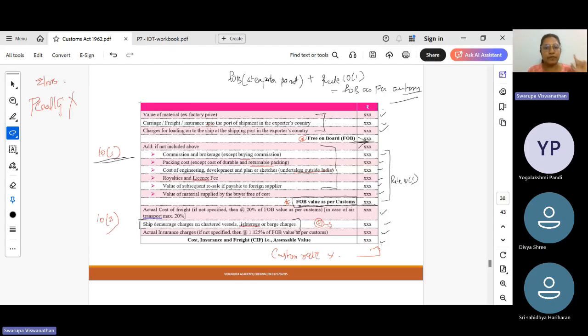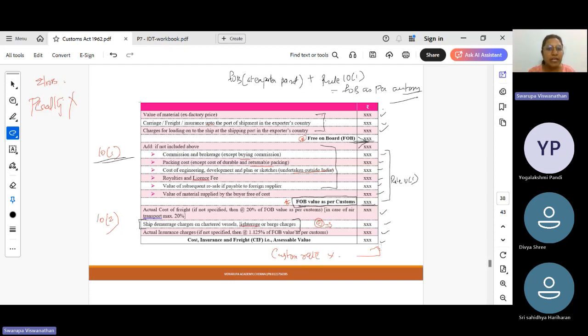So first step, calculating free on board value at the exporter's point, add all the expenses incurred by the exporter up till the exporter's port. That is free on board value. Now to this free on board value, add the expenses which are incurred by the importer on behalf of the exporter in relation to the export. You add that, you will get FOB value as per customs.